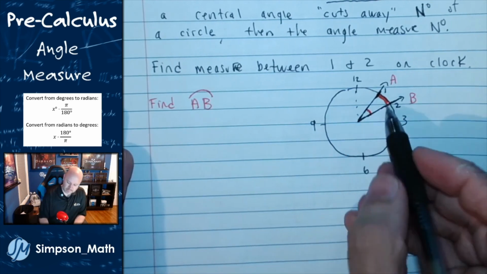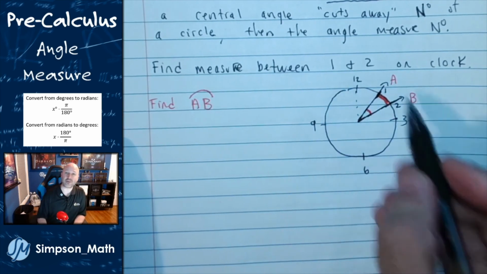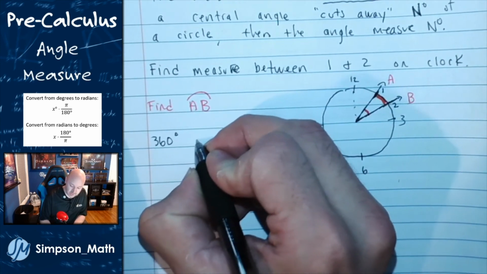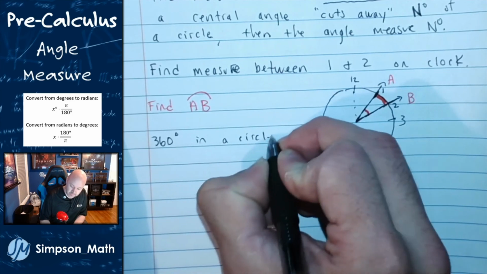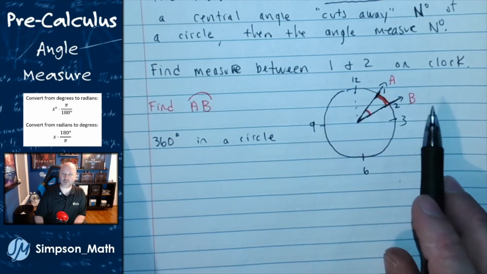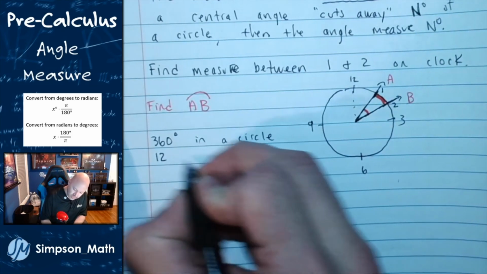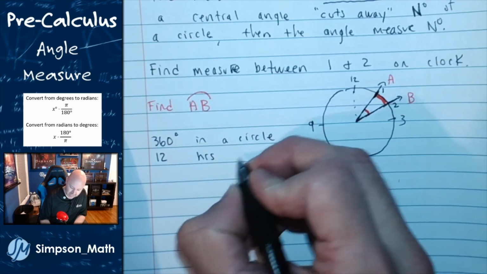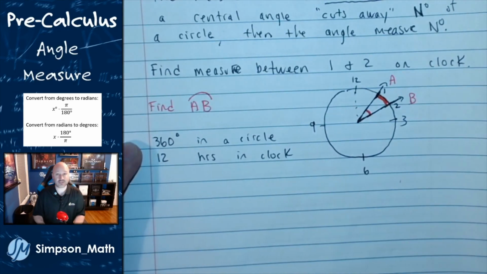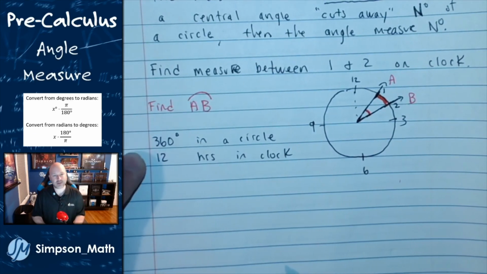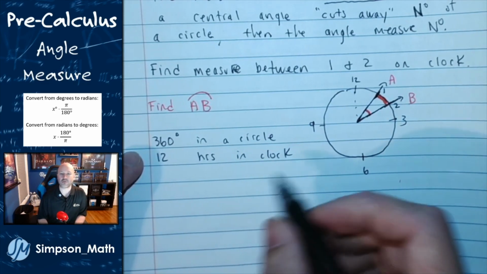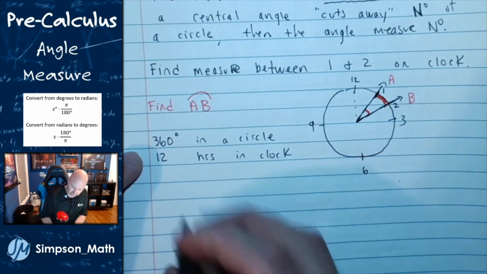I know there are, in total of a circle, 360 degrees. So I'll start there. There are 360 degrees in a circle, and we've taken this circle and cut it up into 12 equal parts, 12 hours. So there are 12 hours in a clock, or in this circle. And I'll just divide. 360 degrees divided by 12 gives me 30 degrees per 1 hour. So there are 30 degrees sitting right there.